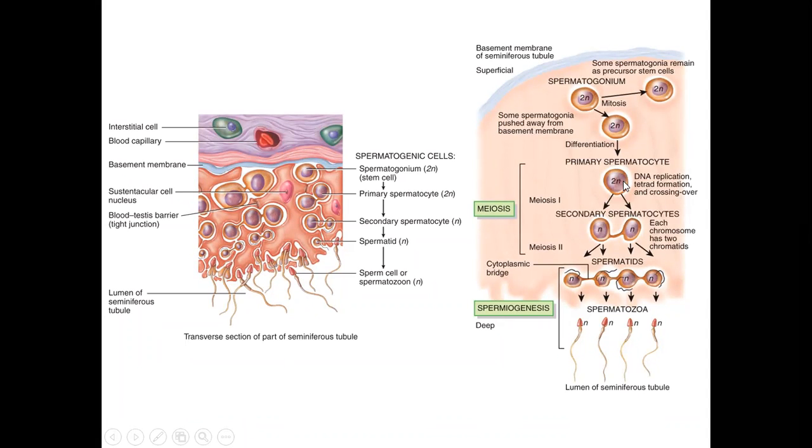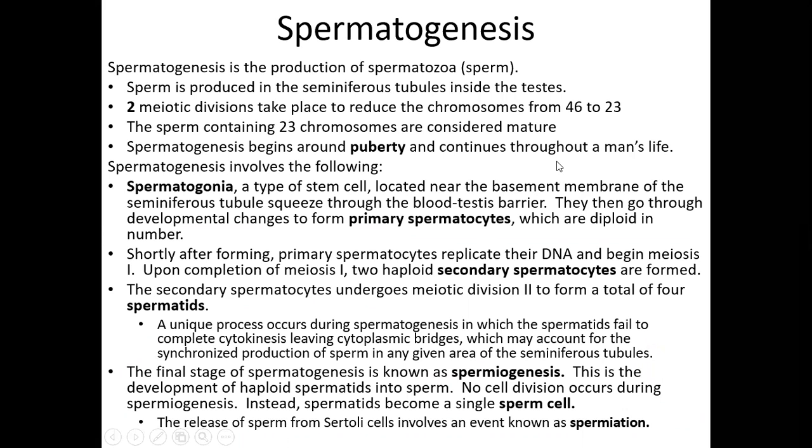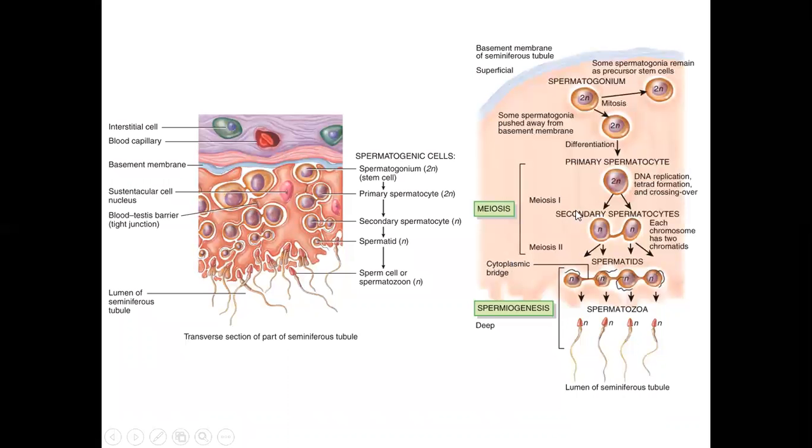Okay? Now, these primary spermatocytes are the cells that begin meiosis 1, and this takes place once again after puberty begins. They divide into two haploid secondary spermatocytes. Secondary spermatocytes, as we see here, are labeled with the letter N and contain only 23 chromosomes each. Or we can say each chromosome has 2 chromatids.